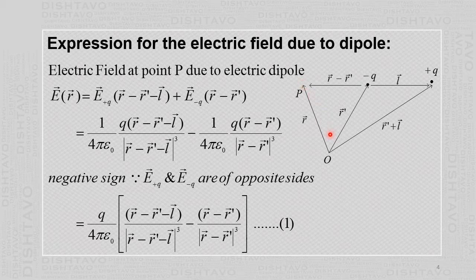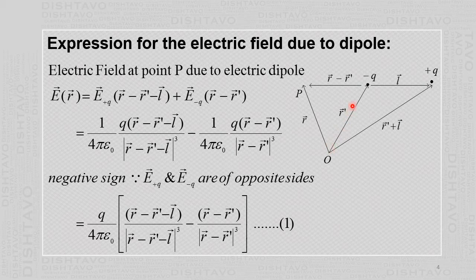Then let us say that the position vector of minus Q, the vector from O to minus Q, is vector R dash. Then we use the law of triangle of vectors. So vector R dash plus vector L, from here to here, is the position vector of the charge plus Q.